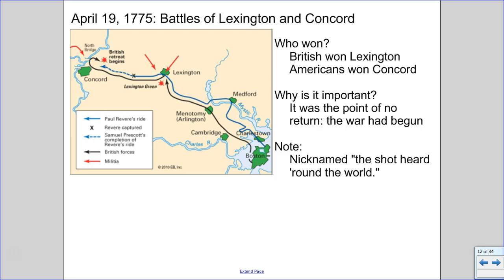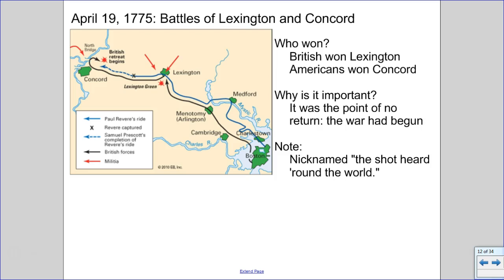Why was this so important? Well, this was the point of no return. Once shots are fired, you're not going to solve things peacefully. This was two battles between the British Army and colonial militias. This was a military battle. They're not going to sit down at the table and compromise anymore. It was going to be solved through violence. So in other words, the war had begun.